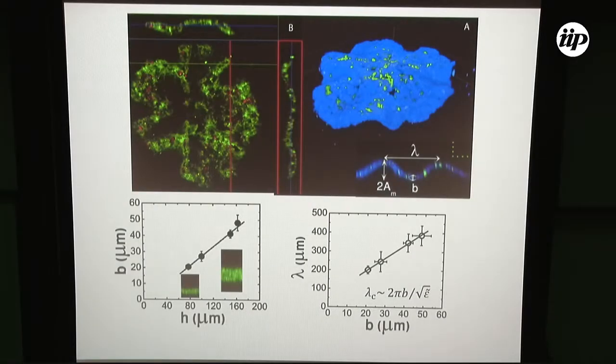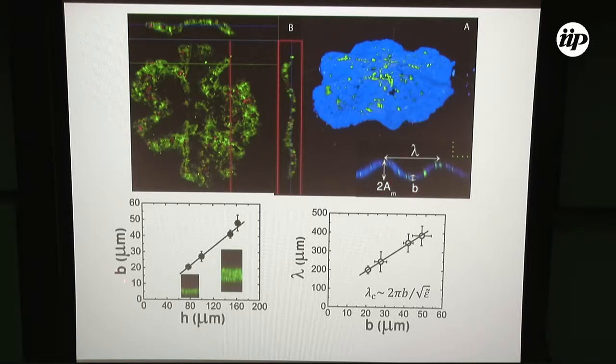So what do we get? In the end, we get these types of structures. These are very nice structures. You can see it from the top here. And these are the buckling wavelengths. You can characterize the buckling wavelength of the structure, and the thickness.